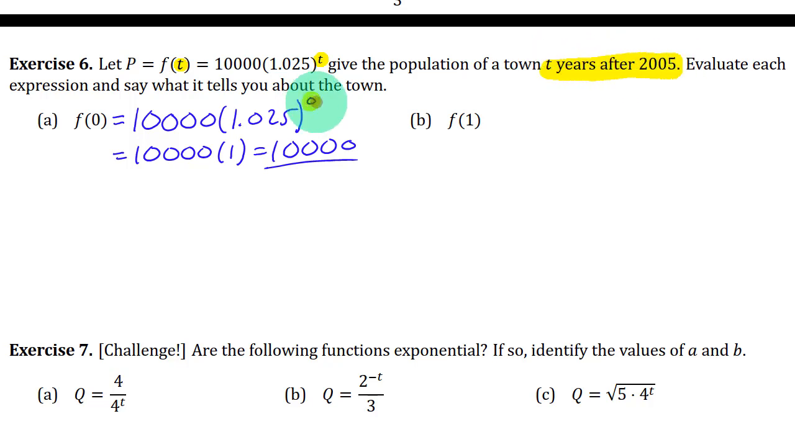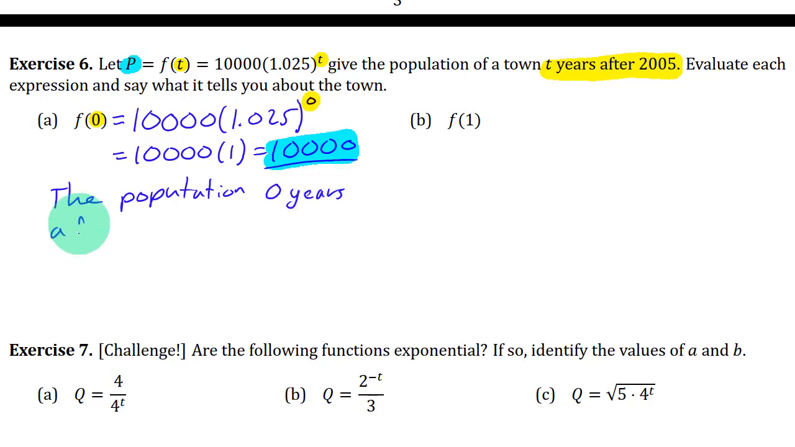And the result that we get is this population. So that tells you the population in 2005. We should say was 10,000, I guess. This is in the past.